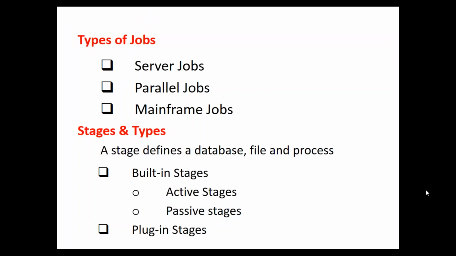And process. So what does process mean? The process means we can do some transformation activities, like transforming the first name and last name to a customer name. So that is the transformation activity. That is called a processing activity here. So there are two types of stages. One is the built-in, and the second one is the plugin.